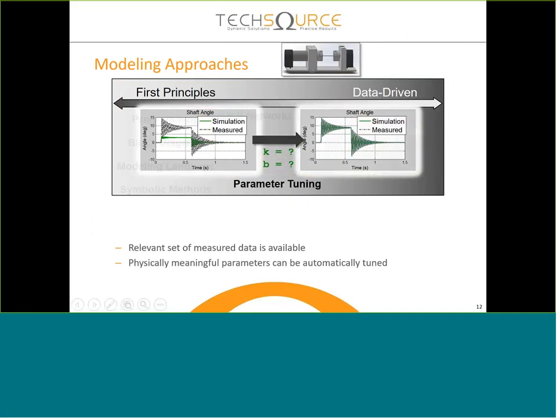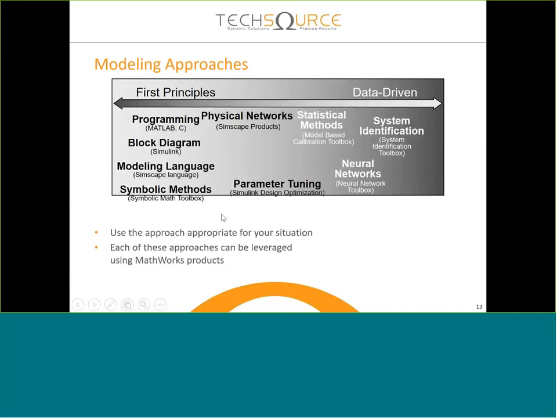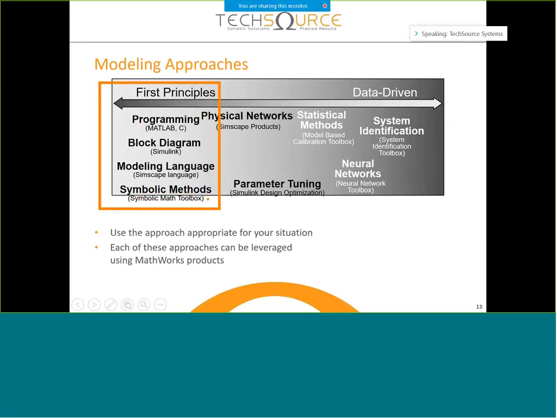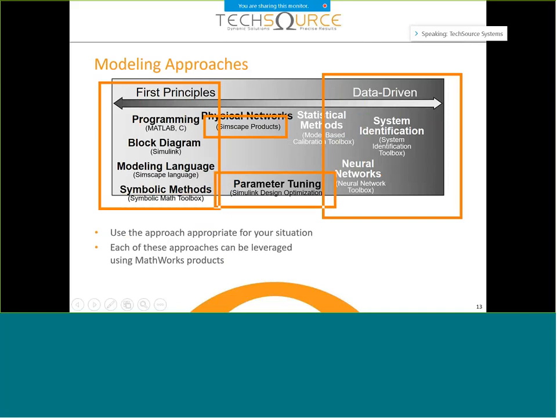Here's just a summary of the relevant toolboxes to cater for all these things. For example, in first principles, you can use Simulink, Simscape, Simulink Math, and Simscape products. On the data-driven side, you can use System Identification and neural networks, and on the parameter tuning side, you can use Simulink Design Optimization.